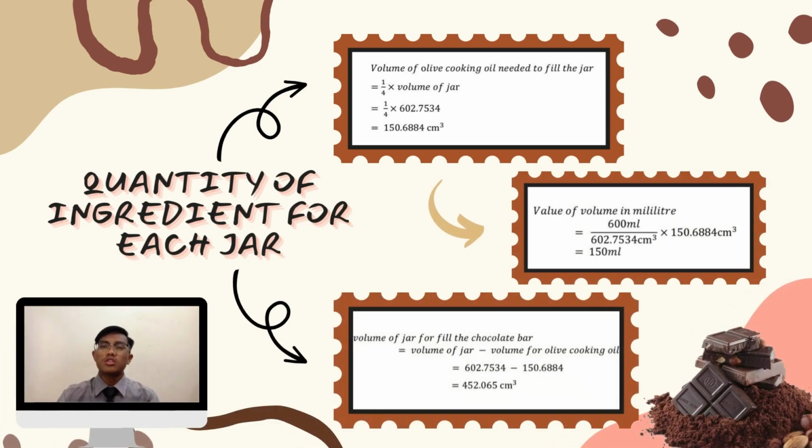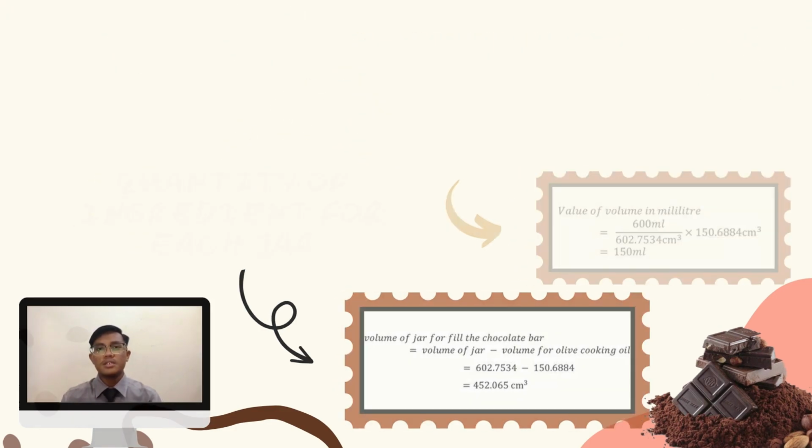We need to fill chocolate bar and olive cooking oil in the jar. But how much of the ingredient do we need to fill in a jar? For the olive cooking oil, we just fill 1/4 of the volume of the jar. It is 150.6884 cm cubic, and the volume in milliliters is 150 ml. For the chocolate bar, we just minus the volume of the jar with the volume of olive cooking oil, and we get 452.065 cm cubic.